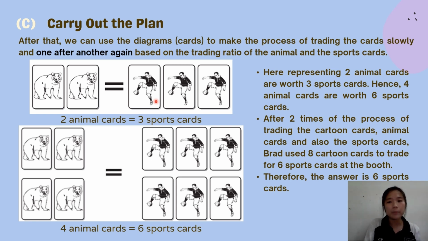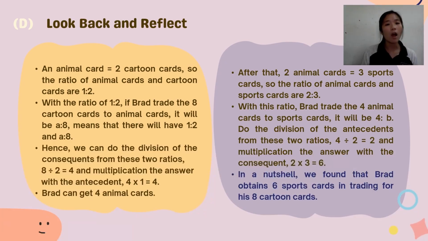After 2 rounds of trading, from cartoon cards to animal cards and then to sports cards, Brett used 8 cartoon cards to trade for 6 sports cards at the booth. Therefore, the answer is 6 sports cards. The last stage of the Polya method is look back and reflect.